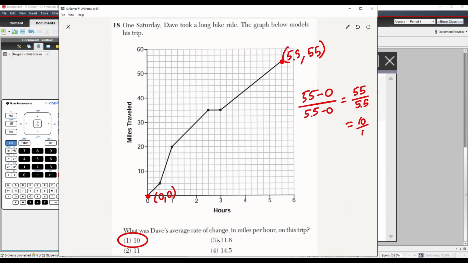You can use this. By the way, we are going to do at least one day of average rate of change, because I want you guys to see it's nothing more than slope.